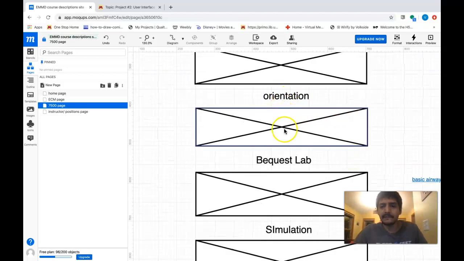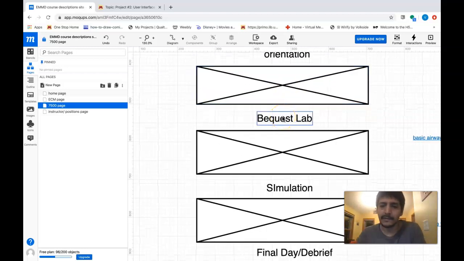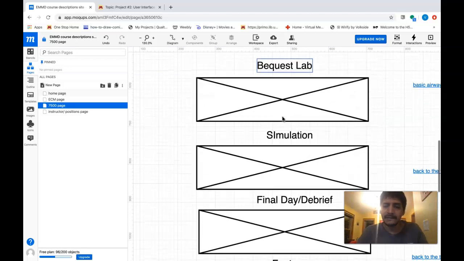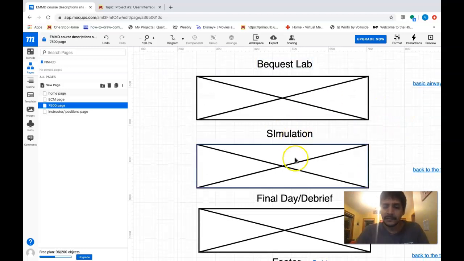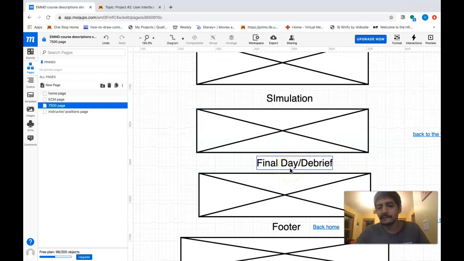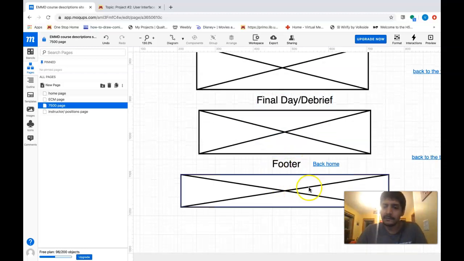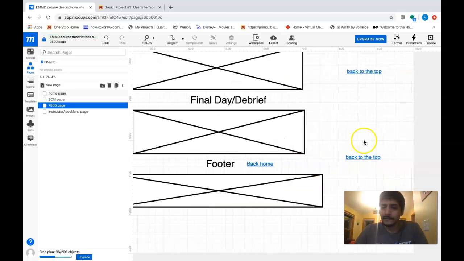So the first week is orientation, the second week is anatomy and bequest lab, and so that is working on dissection and basic airway techniques. Simulation for week 3, and then final day is actually their final exam, in which they also have a debriefer there, and that's typically a doctor that talks to them about their experience in the emergency room and throughout the whole session. Again, having the footer down here, back to the home page, a couple of anchors as well back to the top.